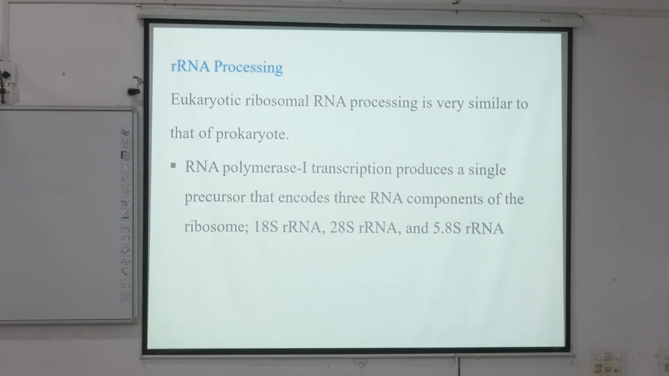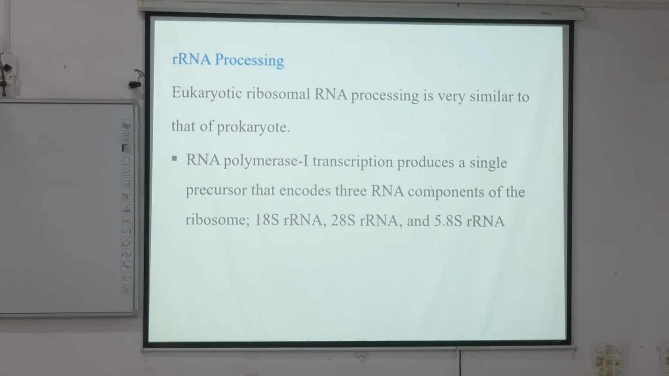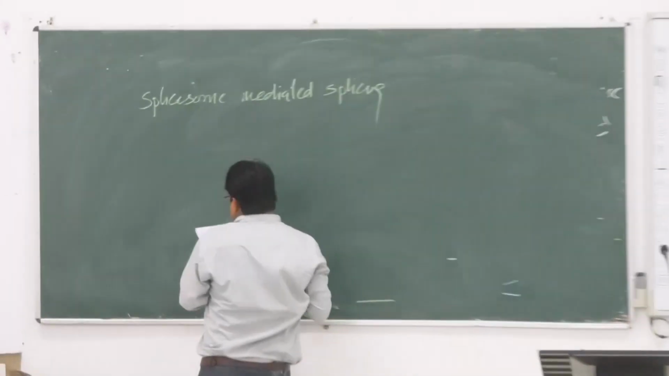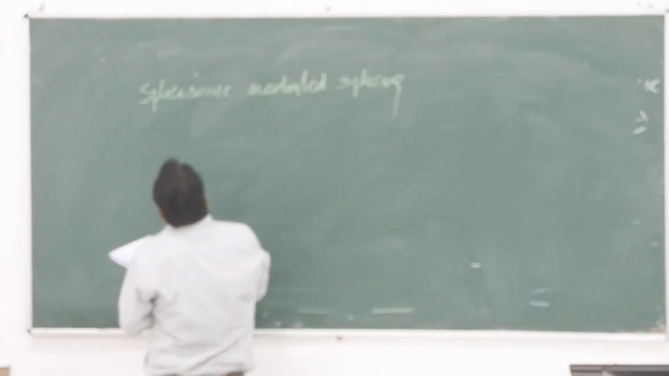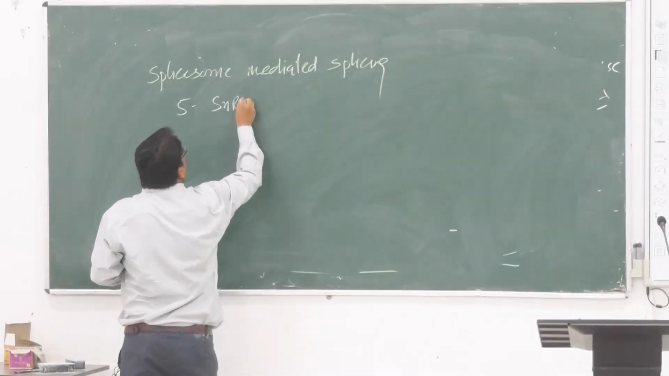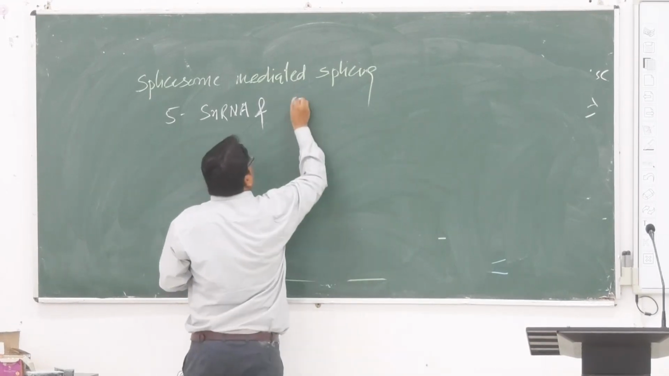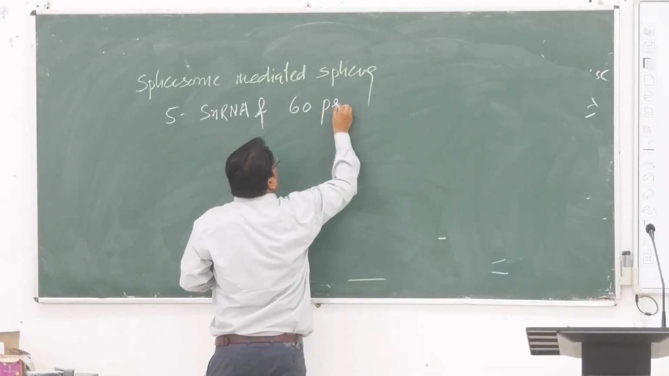In the use of spliceosome, proteins come for this. It is called spliceosome mediated splicing. Here there are 5 small nuclear RNAs and 60 proteins required.